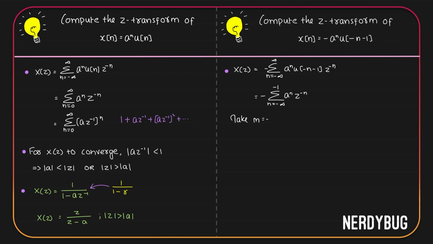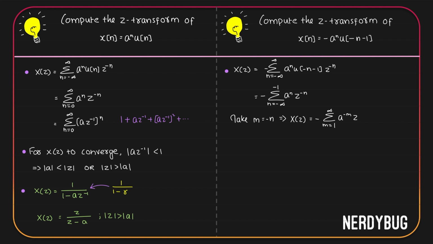Take m is equal to minus n. Then x of z becomes negative summation, n equals minus infinity, then m will be plus infinity. n is minus 1, then m will be plus 1. So we can write m equals infinity to 1. But this is summation. We know the order doesn't matter. You can add 1 plus 2 plus 3, or you can add 3 plus 2 plus 1. So instead of writing summation from m equals infinity to 1, let us write summation from m equals 1 to infinity. a to the power n will become a to the power minus m.